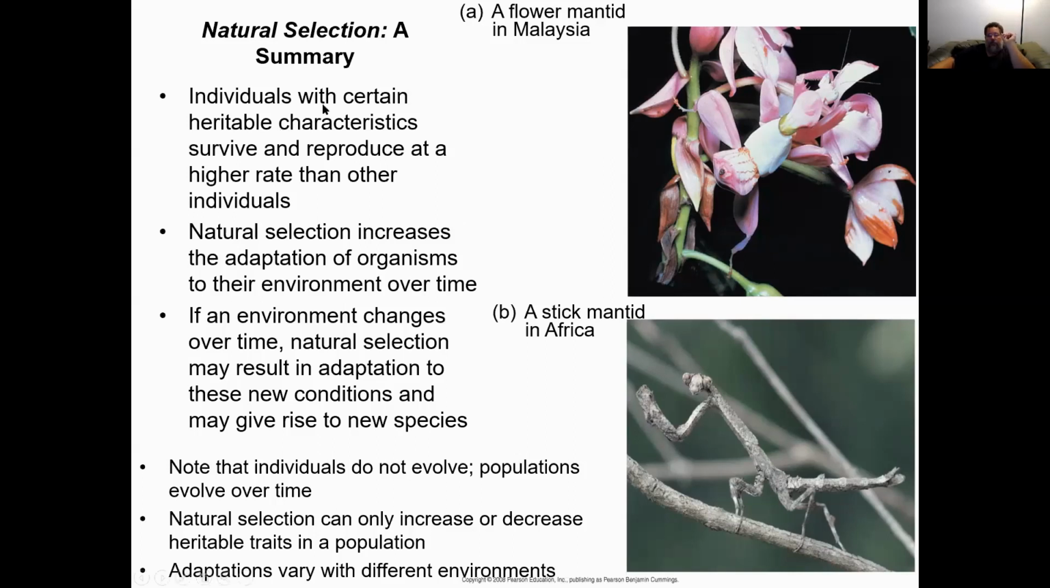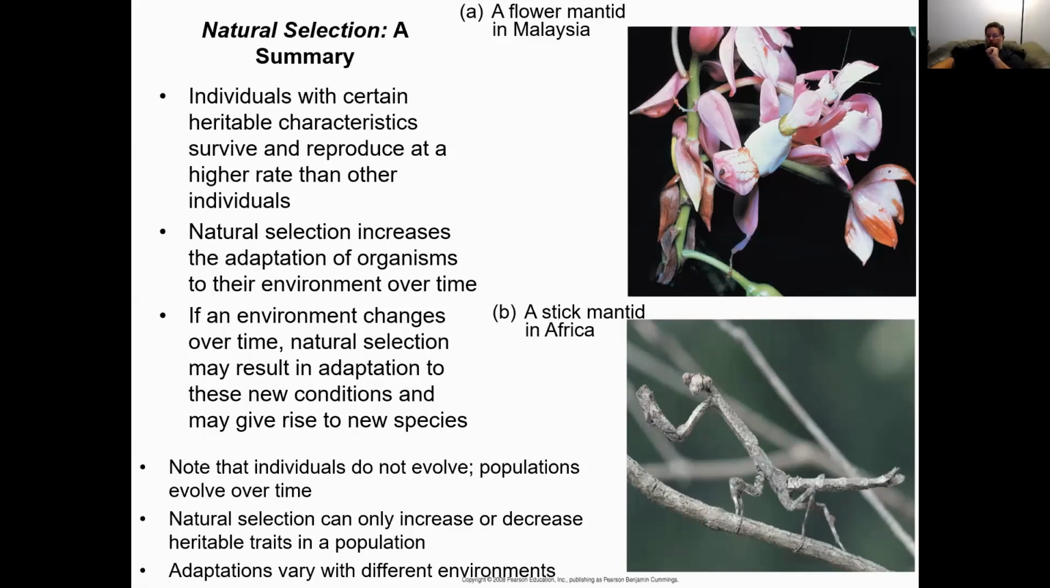So again, individuals with certain heritable characteristics survive and reproduce at a higher rate than other individuals. Natural selection increases the adaptation of the organism to their environment over time. If an environment changes over time, natural selection may result in adaptation to these new conditions. So like in that previous animation, that cartoon, when we went from a desert environment to a grassy environment, the animals adapted to the new environment.